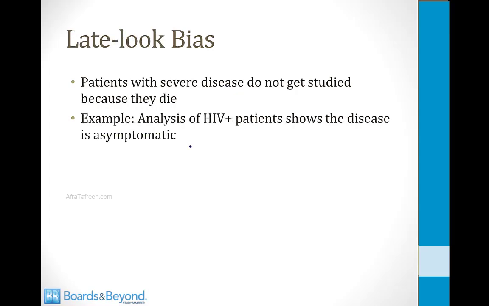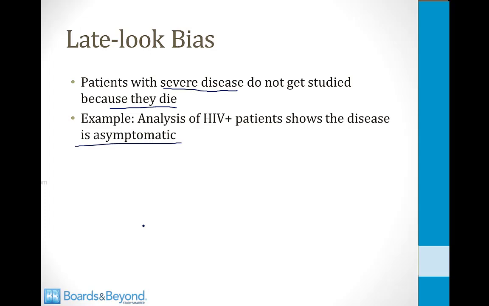The late look bias is a type of bias that happens in surveys or polls or other cross-sectional studies where patients with severe forms of disease do not get studied because they have died. For example, suppose we were conducting a survey of HIV positive patients to determine their symptoms, and the survey showed that HIV patients are asymptomatic. This survey could be suffering from the late look bias because patients who have severe forms of the HIV infection would have died, and therefore they are not responding to our survey.